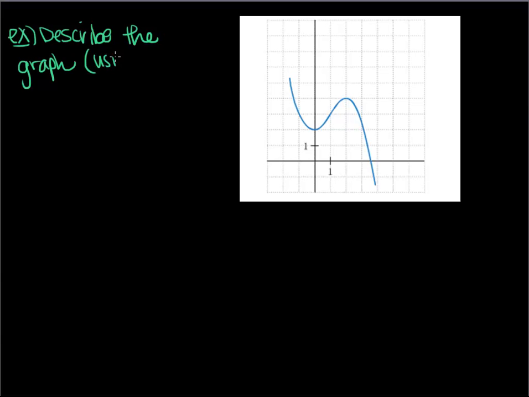So we'll just say using the 6 elements. All right, so if I look at this graph, let's first look at where we are increasing and decreasing. So number one, intervals of increasing and decreasing. If we look at this graph, as I go from left to right, look at what is happening to my function values.